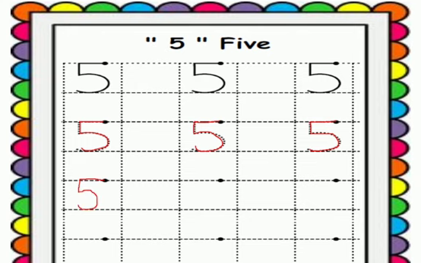Let's write one more time. Sleeping line, standing line, and a left curve. Kids, you need to leave one block in between while you are writing. Write it neatly and complete your work. This is number 5.